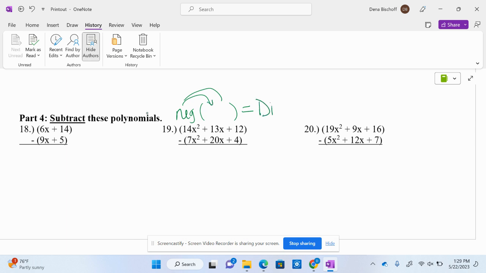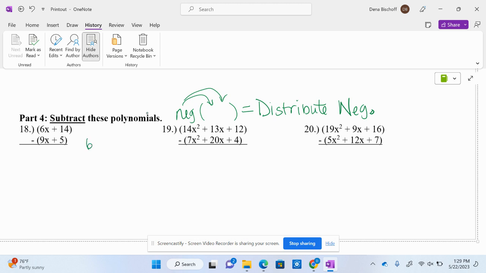What do those arrows mean? Yeah, that means you need to distribute the negative. You have to distribute the negative. I would say that that is probably the most common mistake. So I always rewrite these every single time.